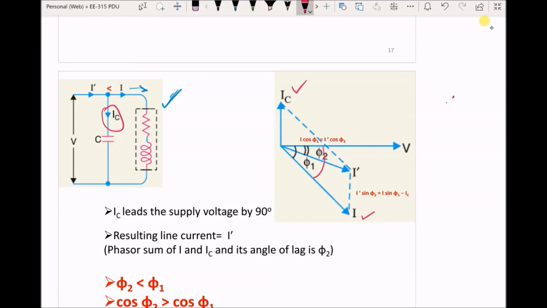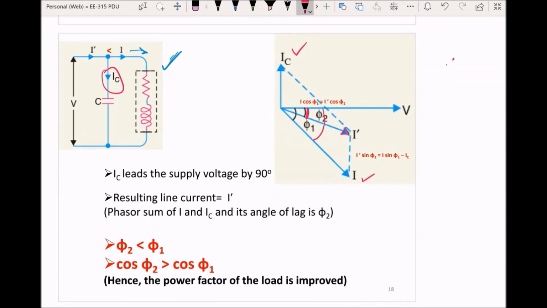If we draw the parallelogram, then this I dash is going to be the resultant, and it will have a phase difference of phi 2 with respect to the voltage. You can see that phi 2 is slightly lesser than phi 1, which also tells that cosine of phi 2 will be greater compared to cosine of phi 1. That means with the reduced phase difference, by adding a capacitor in parallel, we can increase the power factor.